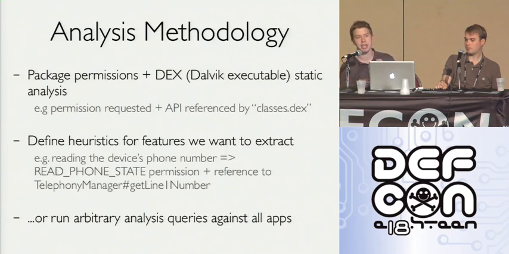So we also did DEX static analysis. One example of a question we could ask is, hey, is this permission requested and is this API referenced? For the phone number, we can look at the read phone state permission to retrieve the phone number, and we look for the TelephonyManager getLine1Number API. With either one of those missing, the application is not likely going to actually access the phone number. Or we can run arbitrary analysis to ask other interesting questions of the data.